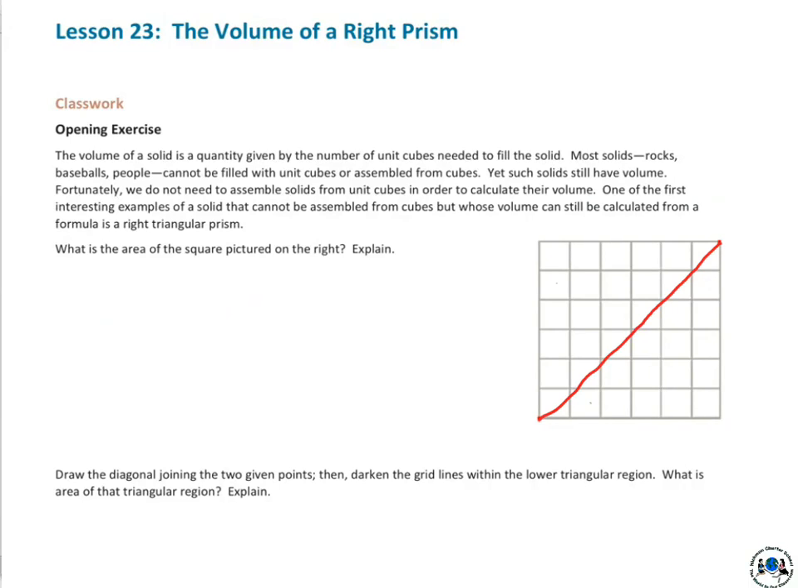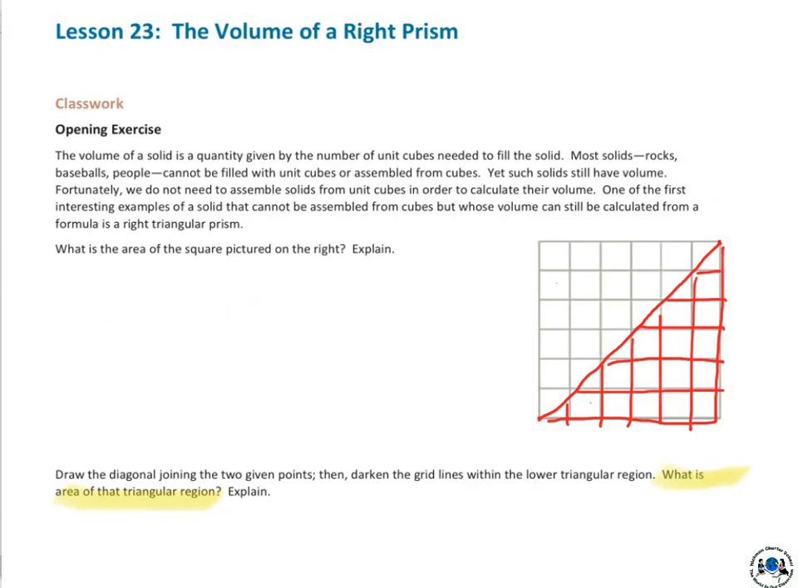So if we go ahead and draw that line joining those two given points, and go ahead and darken in those lines. Okay, so now we can see we've actually split that figure in half. So the question here would be, what is the area of that triangular region?